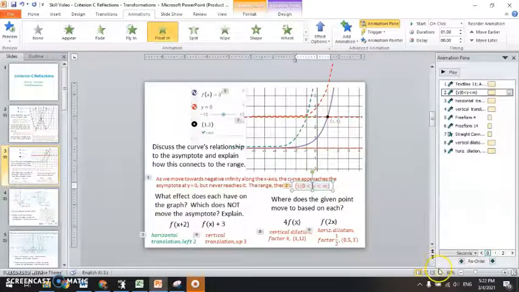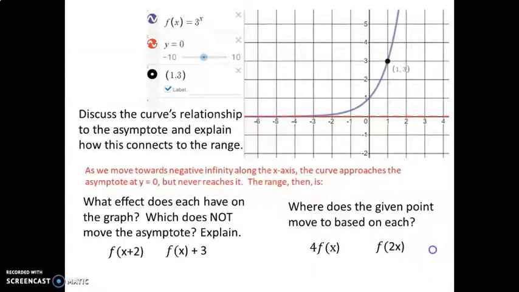Alright, there we go. So y values are greater than 0 but less than infinity, because the y values that are possible on this curve go all the way up to infinity, but then they never get to 0. So y values are greater than 0, less than infinity. Perfect.